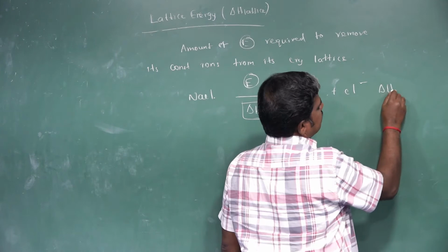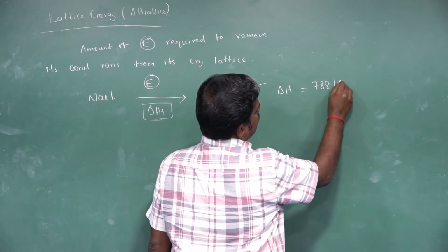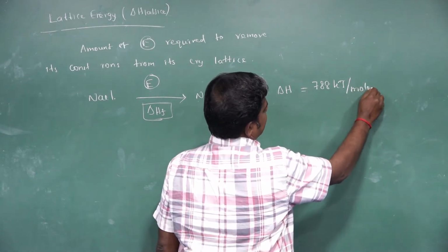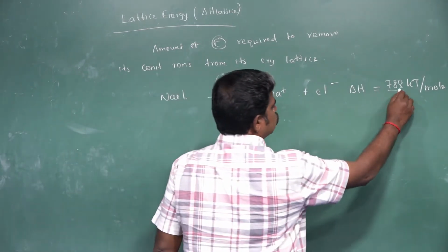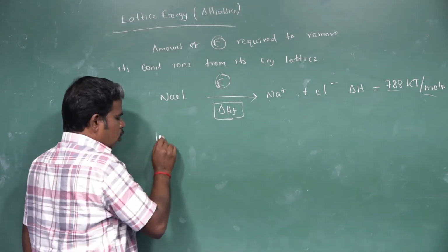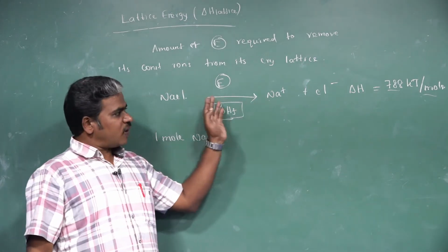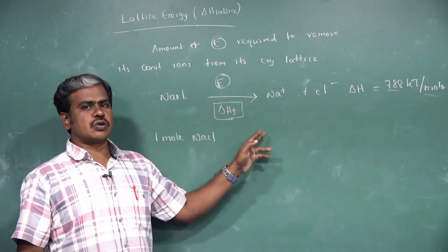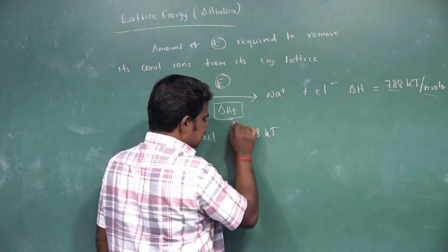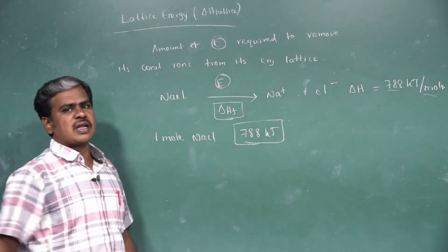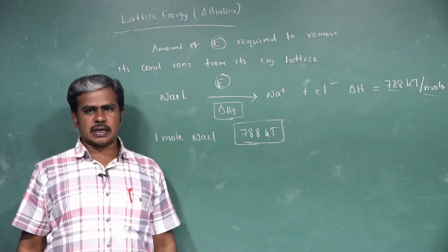And the delta H is given as 788 kilojoule per mole. What do you mean by 788 kilojoule per mole? If you take 1 mole of sodium chloride, the amount of energy required to split it into its constituent ions is 788 kilojoules.